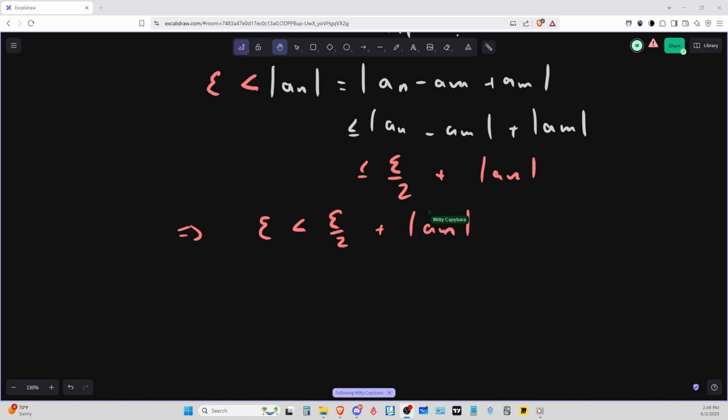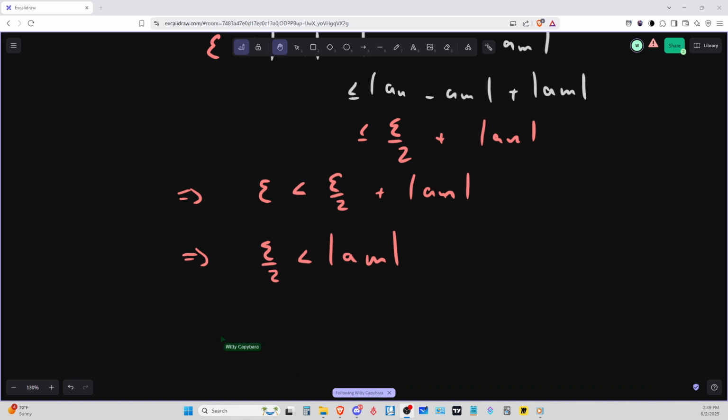Now we can just use algebra. I will subtract epsilon over 2 from both sides. As usual for inequalities, if I add stuff to both sides, or subtract stuff from both sides, the inequality still holds. So subtracting epsilon over 2 from both sides, I end up with epsilon over 2 is less than the absolute value of AM.